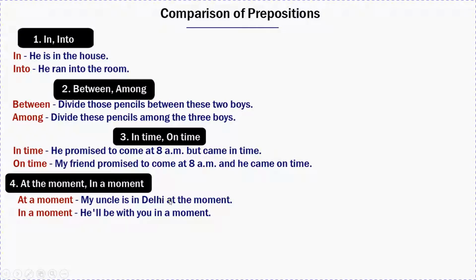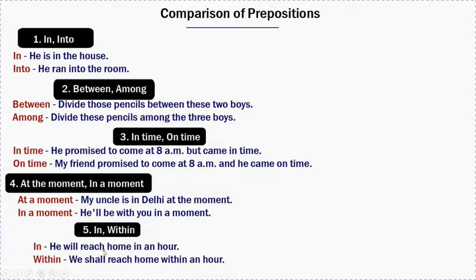My uncle is in Delhi at the moment means right now he is in Delhi. And in a moment, the sentence is he will be with you in a moment, means after 2-3 minutes or in a very short period of time a person will be present. In and within. Let us understand this with the help of an example. He will reach home in an hour, and within, we shall reach home within an hour.